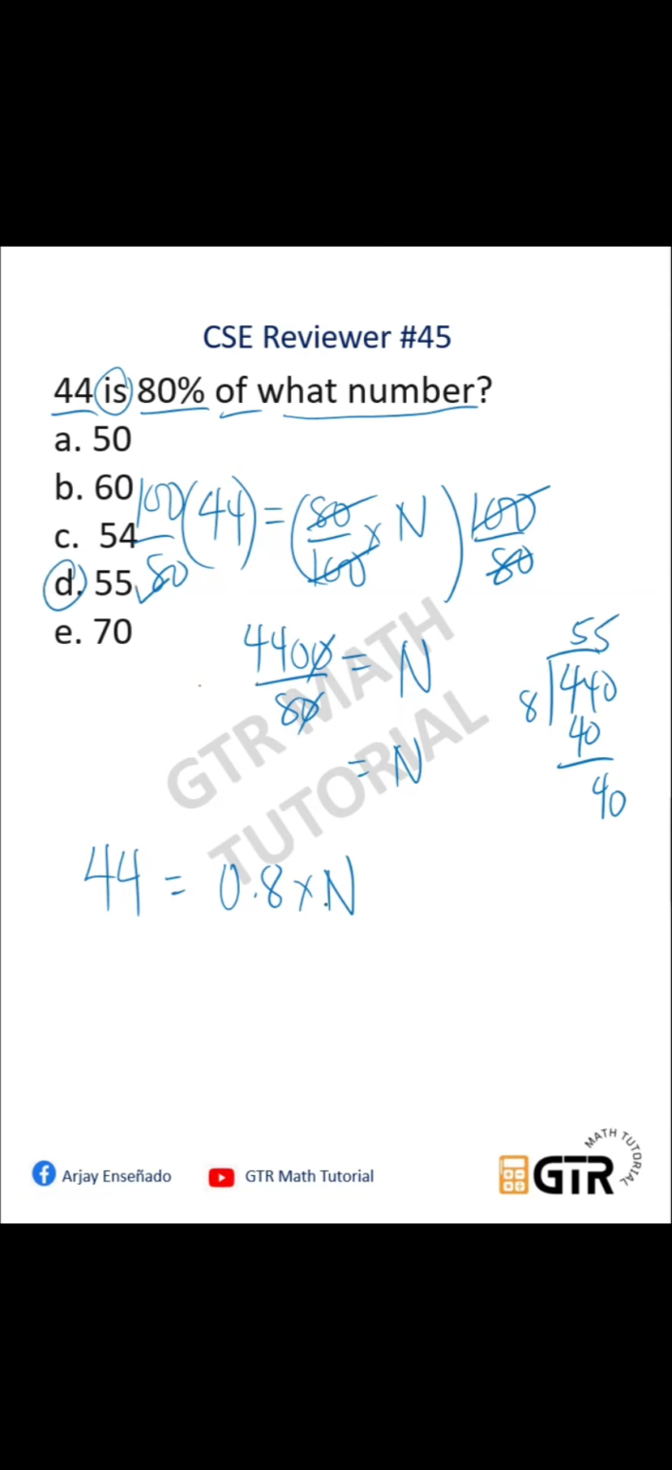Then if we use decimal, so we have, divide both sides by 0.8. So cancel 0.8. So therefore, n is equal to, convert this 0.8, multiply both the numerator and denominator by 10, or simply move the decimal point. So we have 440 divided by 8. Therefore, we will get the same answer. 440 divided by 8 is 55.